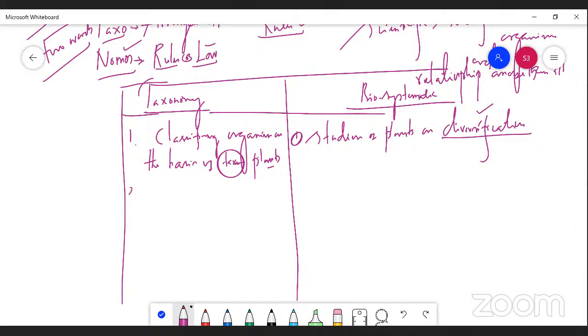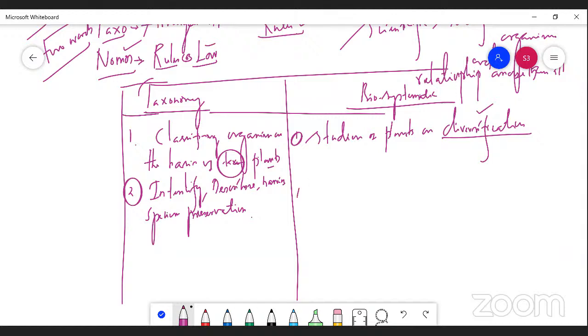Second thing, taxonomy helps in the following. First, identification. Second, describing. Third, naming. Fourth one, species preservation. So identification, description, naming, and species preservation are accompanied with taxonomy.